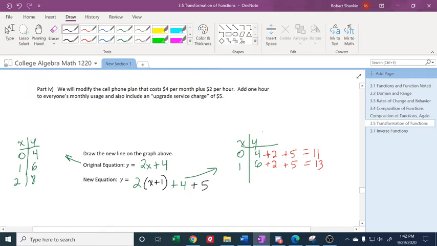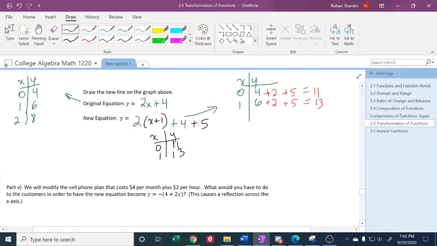Now, does it do what we're expecting? If we made a little table from this, if you put in 0 for x, we would have 9 plus 2, which is 11, which is matching over here. Put in 1, you'd get 2 times 2 is 4, plus 9 is 13, so this is working.